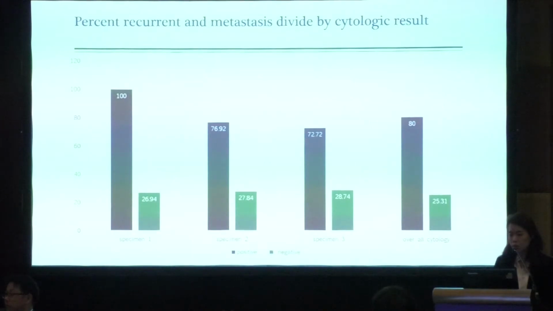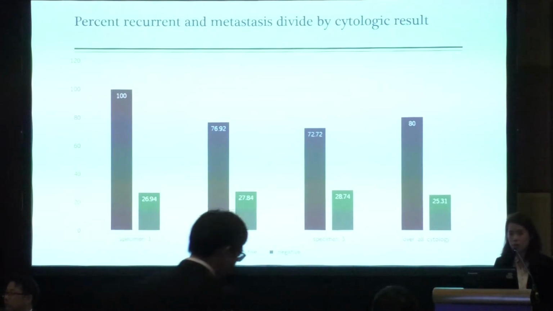This graph shows the percent of recurrent and metastatic rate in patients with positive PLC compared to the negative PLC group. The brown one is percent recurrent in the positive group and the green one is the negative group, divided by order of specimens.